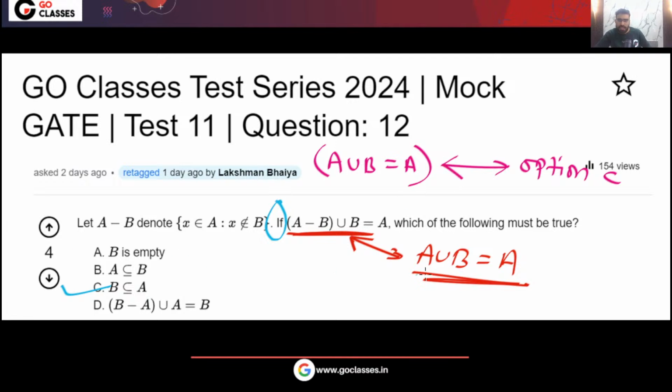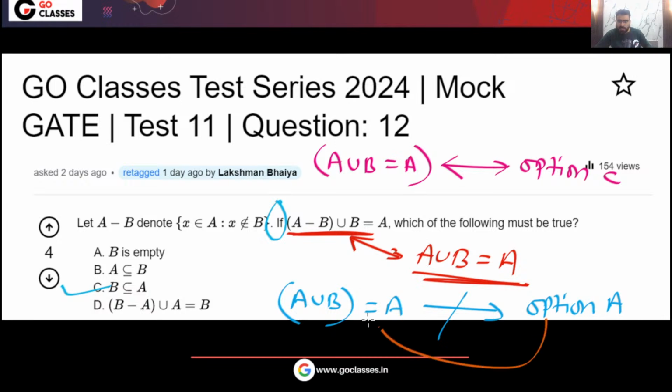You can see option A implies this, but this does not imply option A, right? You can easily notice that this does not imply option A, but remember option A implies this. Yes or no? So I can say option A definitely implies this. Okay, so I hope you understood.